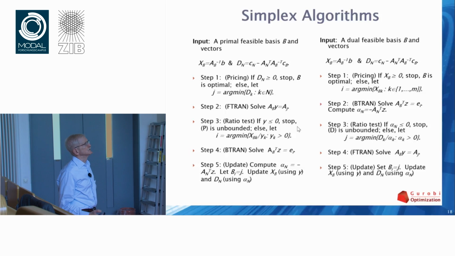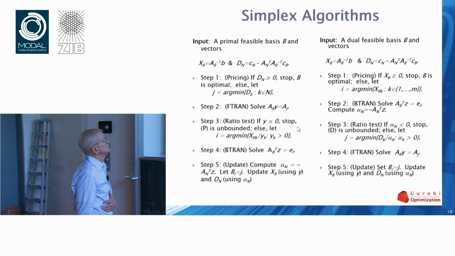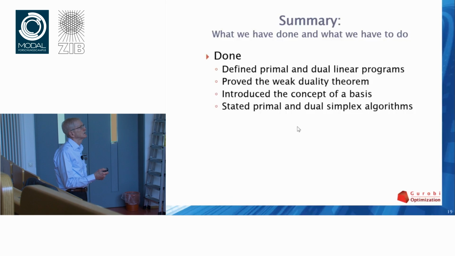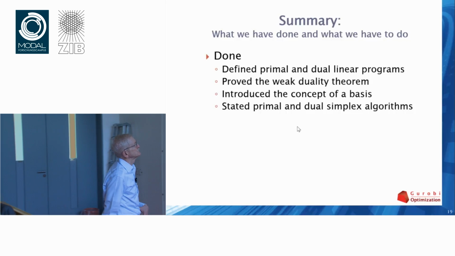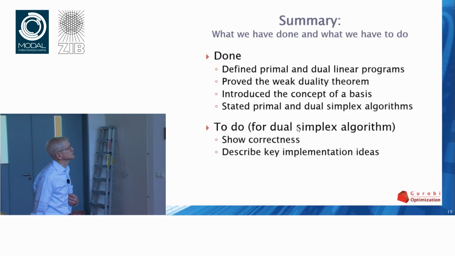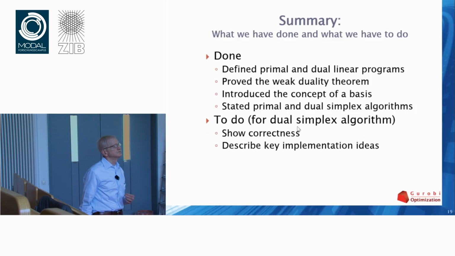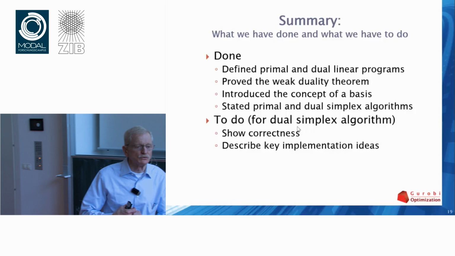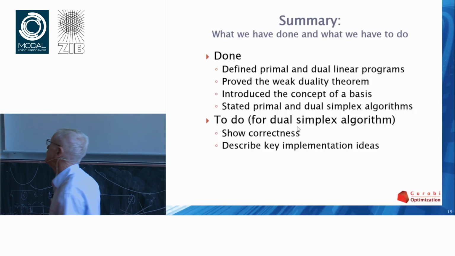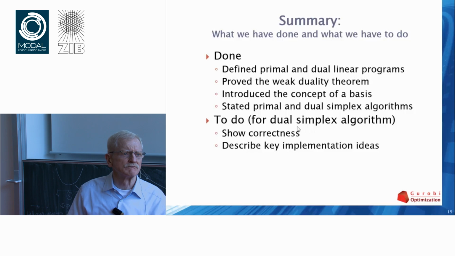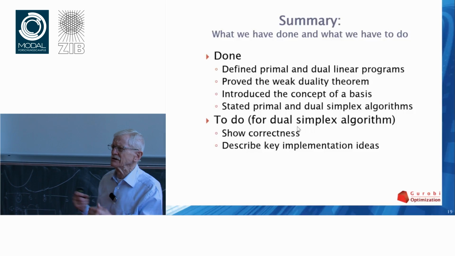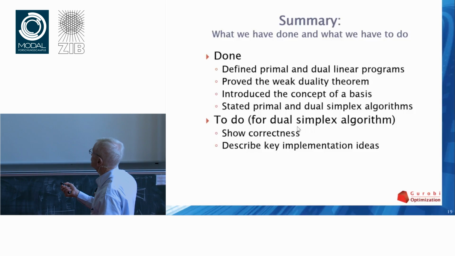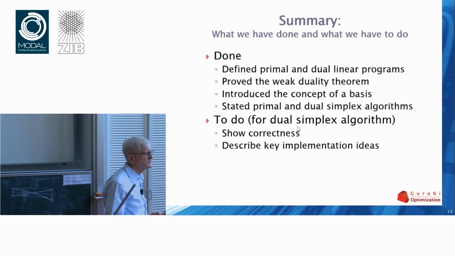Okay, so here's a summary. What we've done, we've defined the primal and dual linear programs, tried to get used to some of this notation so we can do the stuff that comes later. We proved the weak duality theorem, introduced the concept of a basis, and stated the primal and dual simplex algorithms. Left to do is to show correctness of the algorithm, enough so that we understand what the steps mean. For example, when I say it's optimal, is it optimal? When I say it's unbounded, do we know it's unbounded? These are not hard things to do, but they're informative and describe some key implementation ideas.